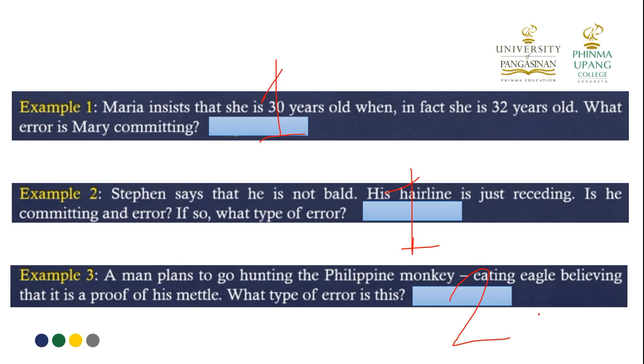A man plans to go hunting the Philippine monkey-eating eagle, believing that it's a proof of his mettle. What type of error is this? Alam niya ng mali, di ba? Bawal yan sa Pilipinas. Endangered species na ang Philippine monkey-eating eagle. Bawal po huliin yan. In the first place, alam niya na bawal yan. Pinagbabawal sa batas. Ginawa niya pa rin para mapatunayan na matapang siya. And that is type 2 error. Alam niya na bawal pero ginawa niya pa rin.